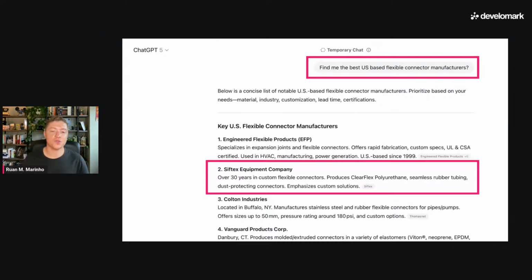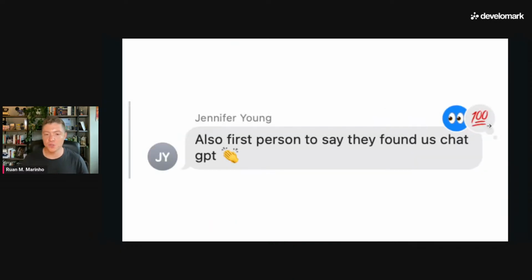And this is not exclusive to just one industry. This is exclusive to a ton of different industries. All industries can benefit from this. This example is a flexible connector manufacturer, so manufacturers can benefit from this. All industries can as well.